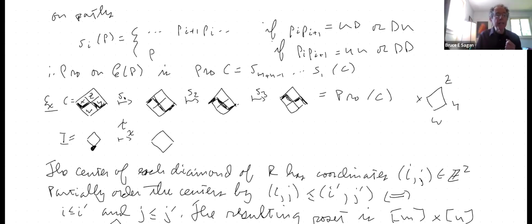I toggle X by either putting it in or taking it out if I can. X is not in. Can I put it in and still have an ideal? Sure. I get this ideal. Notice, how does that ideal correspond to this lattice path? It's the ideal corresponding to the lattice path.